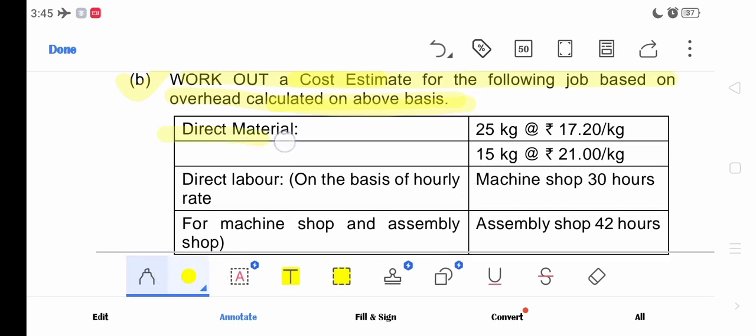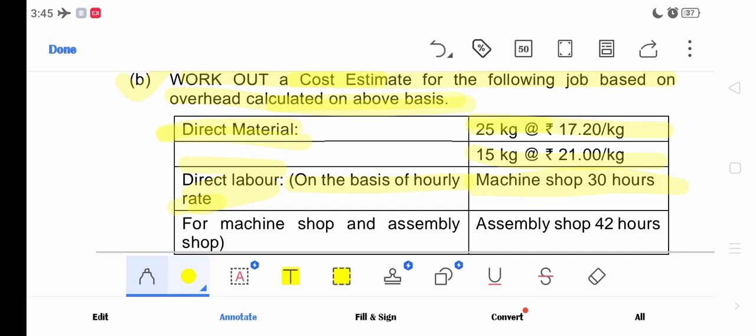So see here, direct material they have given 25 kg at the rate 17.2 per kg and 15 kg at the rate 21 rupees per kg. Now direct labor on the basis of hourly rate. Machine shop 30 hours they have given. Have they given any rate or not? No. So how will we do this?